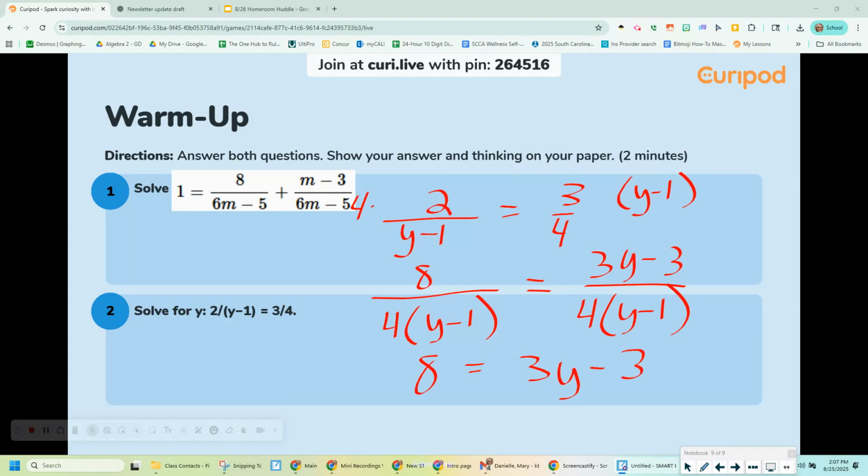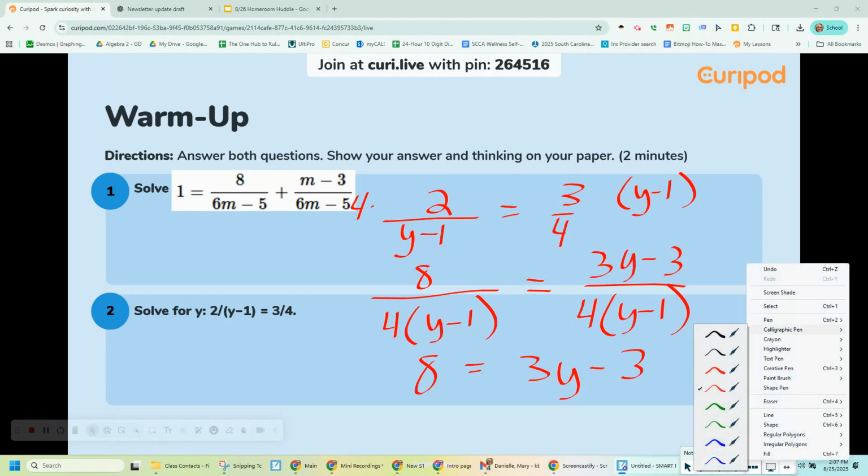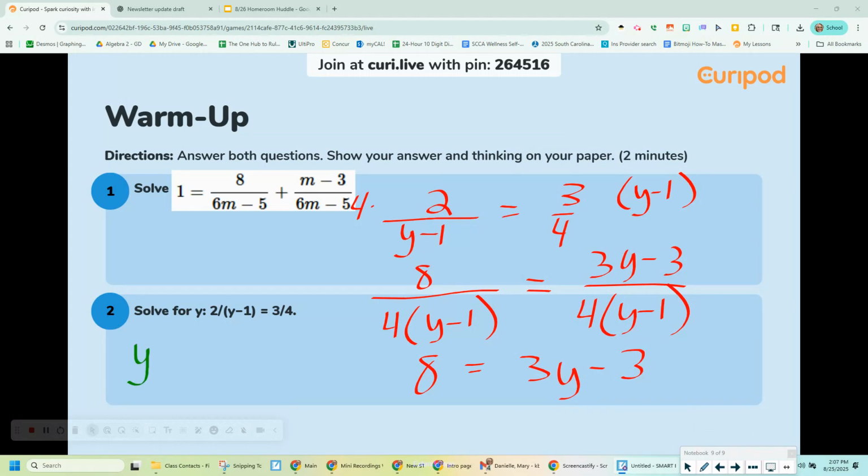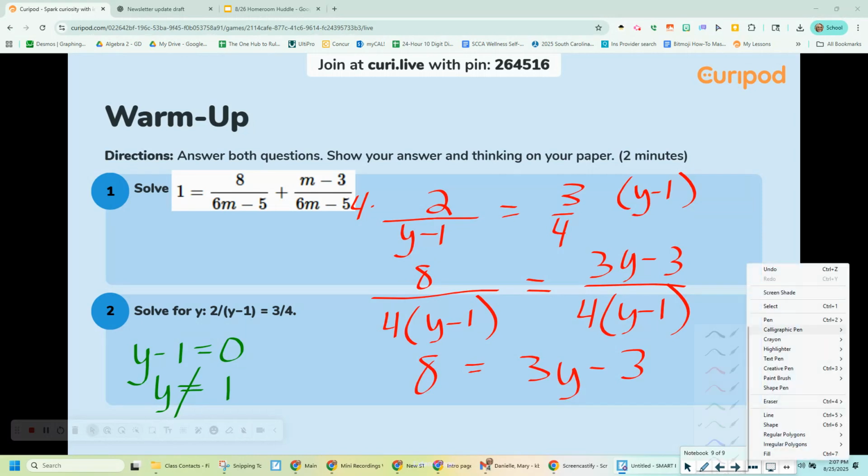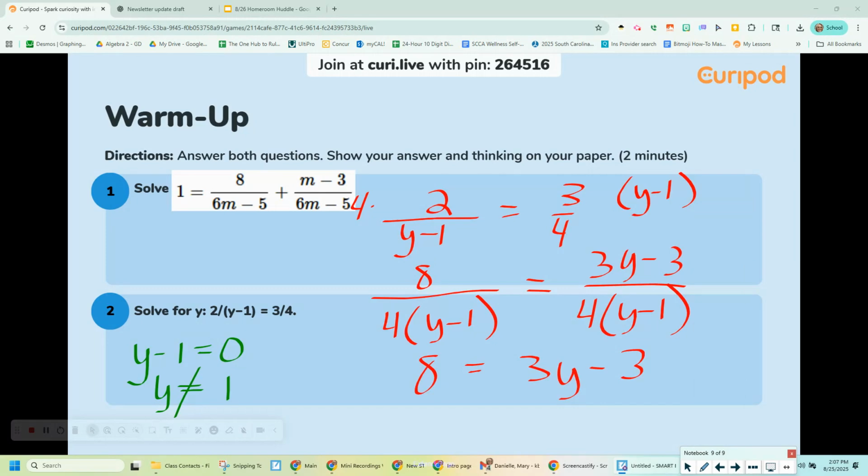Again, what did I forget to do first? I didn't set the denominator equal to 0 to find out what y cannot equal. So y cannot equal positive 1. All right, so let's go back to continue here. Adding 3 to both sides gives me 11. Dividing by 3 gives me 11 divided by 3. So y is 11 divided by 3.